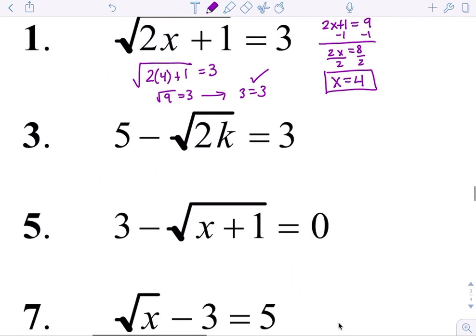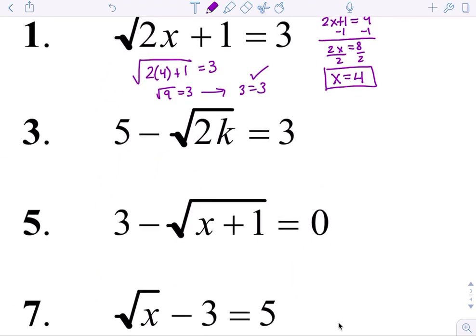Okay. Number 3, we gotta isolate the radical, right? So subtract 5 from both sides. I'll rewrite the problem over here. Subtract 5 from both sides. We get negative rad 2k is equal to negative 2. Gotta get rid of that negative sign in order to isolate the radical. So just divide both sides by negative 1. Radical 2k is equal to 2.